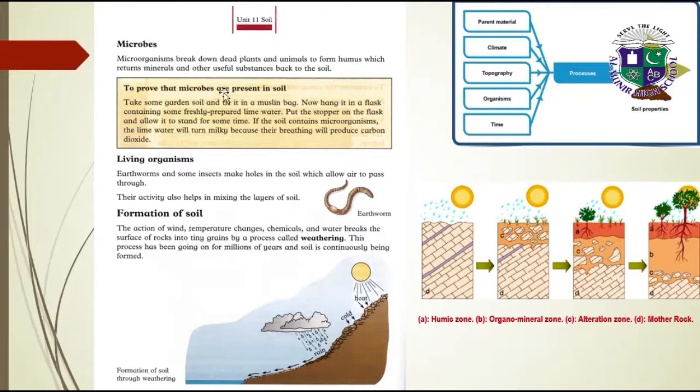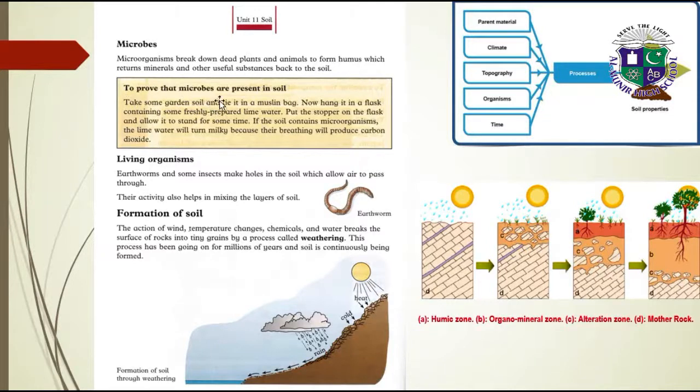Next, students, microbes are also present inside soil. Microorganisms break down dead plants and animals to form humus. Students, I told you about humus. The organic components are called humus, which returns minerals and other useful substances back to the soil. So here we have this picture. All these processes help in the making of soil.